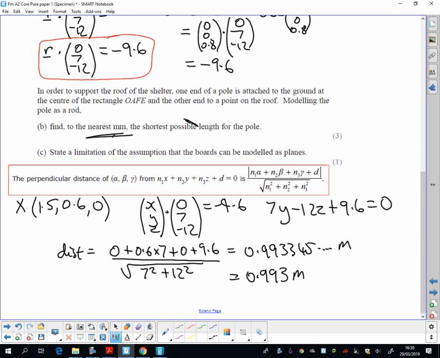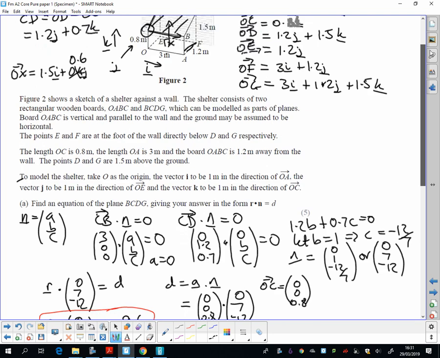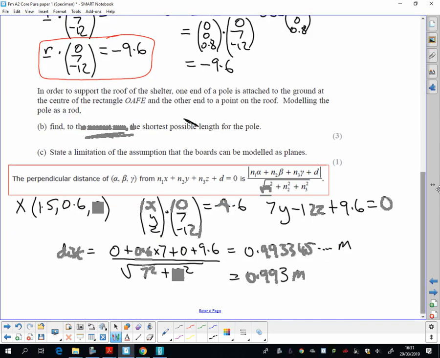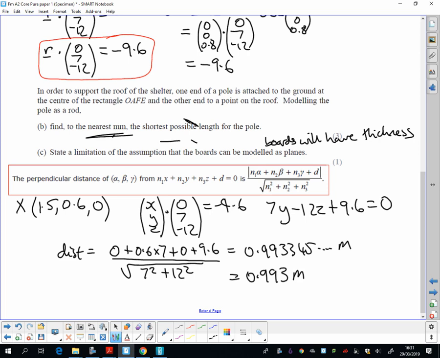Then we've just got to state a limitation to the fact the boards are going to be modeled as planes. So they've got these boards around our shelter here. Well, planes don't have thickness. Boards will have thickness, which would affect the model. Other sensible things they were talking about, so you need to take into account the fact they're actually thick. They also said they might bow, so they wouldn't form planes. So we've modelled them perfectly straight, but that might happen, particularly over time with the weather.